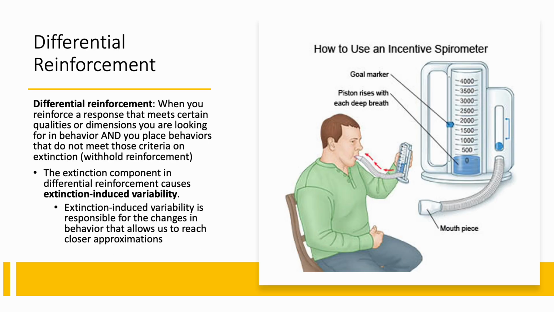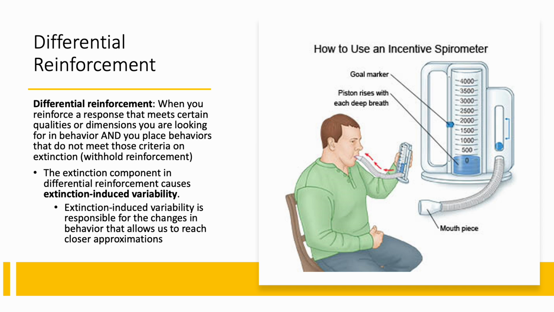So let's talk about why shaping works. Like I mentioned to you, you're going to use differential reinforcement to reinforce the slightly better successive approximation, right? And then you're going to place the other behavior on extinction. So when you reinforce a response that meets certain qualities or dimensions that you are looking for in a behavior, and you place behaviors that do not meet those criteria on extinction, we are running differential reinforcement. And differential reinforcement works because of that extinction component. We need to use that extinction component.